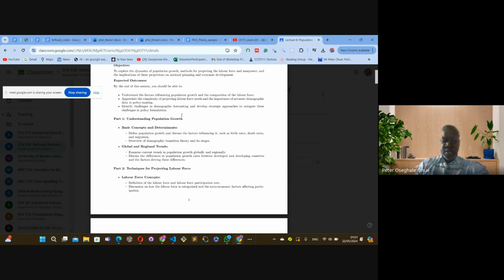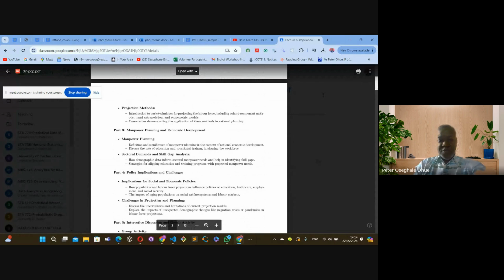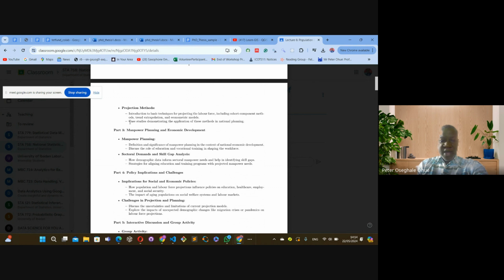Part 2 will be projection into the labor force. After looking at the population and the growth of population of regions, we want to look at the ways we can use to estimate the labor force, so that we can plan ahead for those who are able to increase our revenue and our GDP. There we'll look at the concept of labor force. We'll define it and look at the different categories of the labor force. Moving forward, we'll look at methods of projection. First, an introduction to the basic techniques, and then case studies. If we can go that far, that would be nice. If it's possible to go beyond that, that would be better.